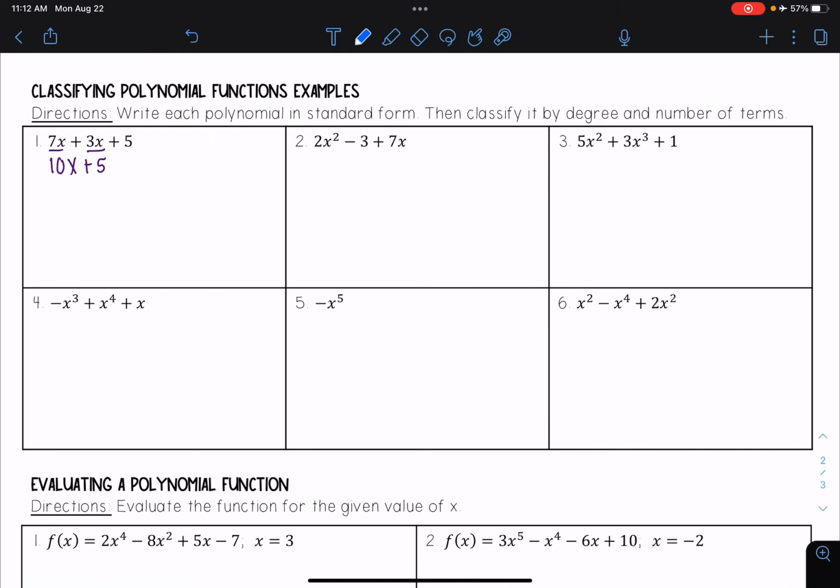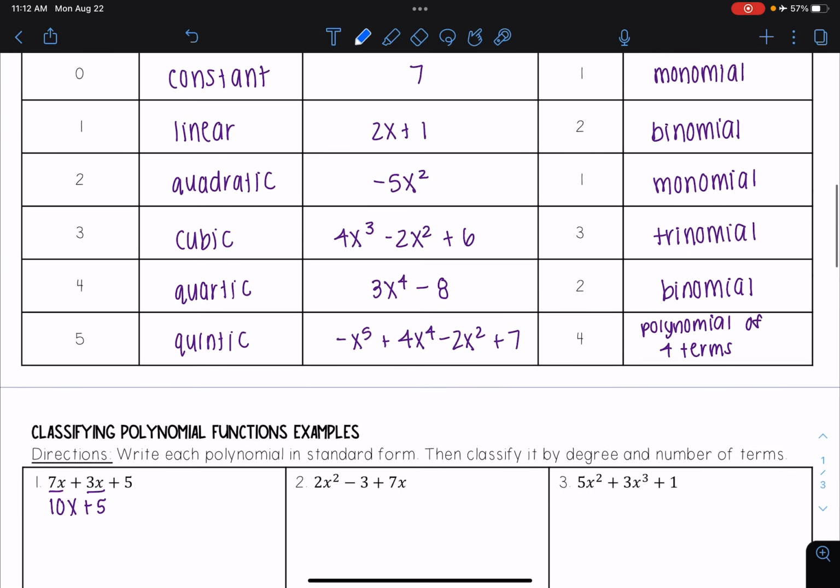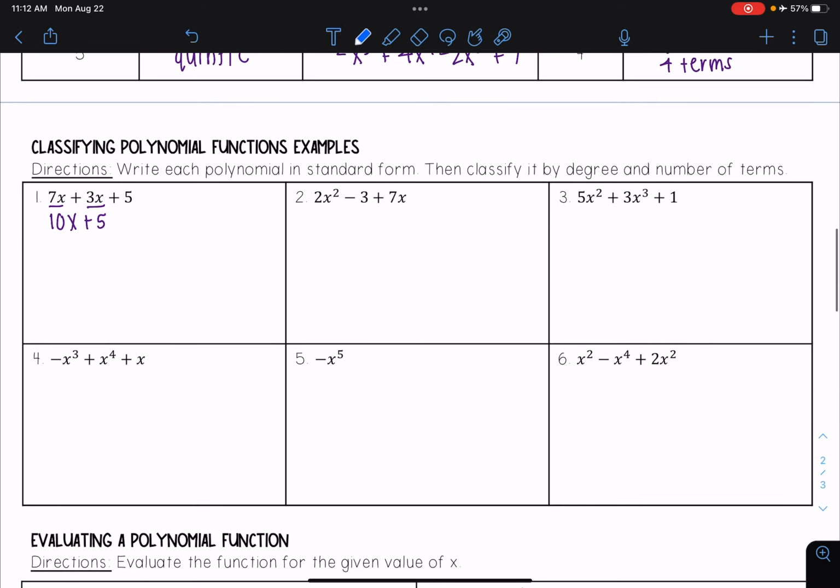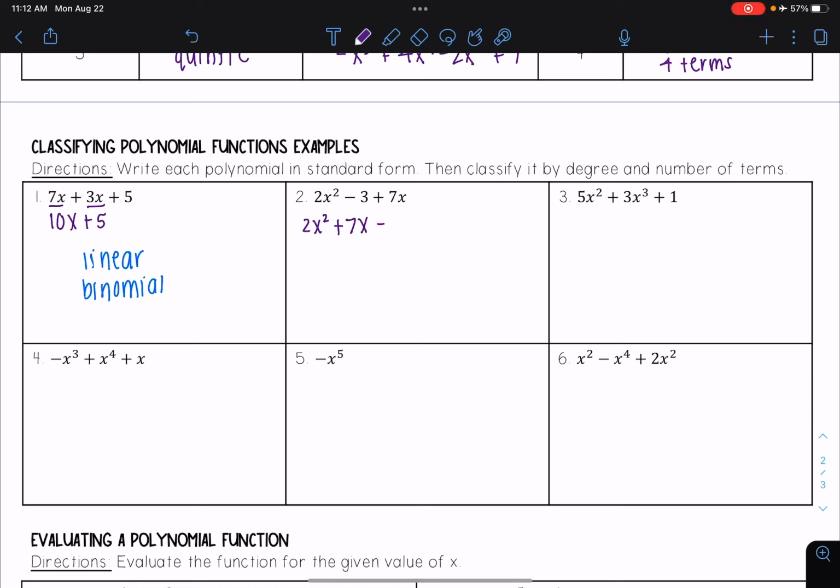So first, classifying this by degree, I see my degree here is 1 because I just have an x. And looking at my table, that means it's linear. And it only has two terms, so that means it's going to be a linear binomial. Okay, next one, I have 2x squared minus 3 plus 7x. I want to first put this in standard form. My highest degree is the x squared, so that's going to be my first term. My next is 7x, then minus 3.